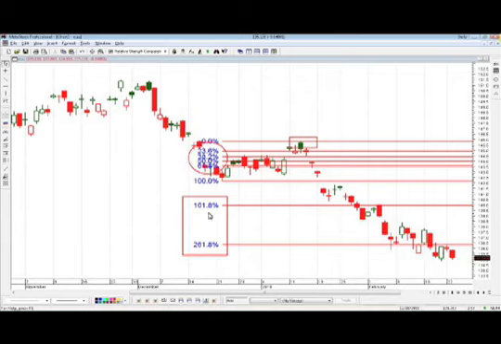So we use that to identify a potential target level. If we'd identified this point here on the 13th of January as a potential entry point for a bearish position, then we'd flip this Fibonacci analysis upside down, and we'd be looking at these projection levels as where we think the market might go. And it gives us a good idea.